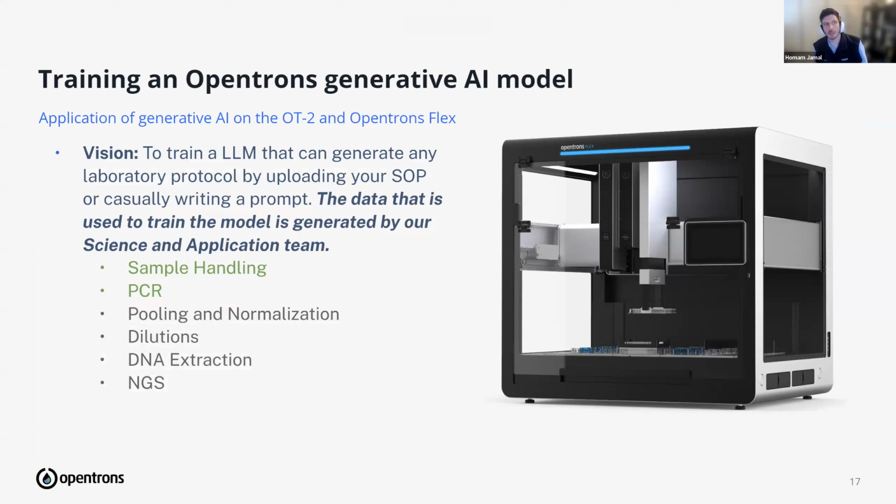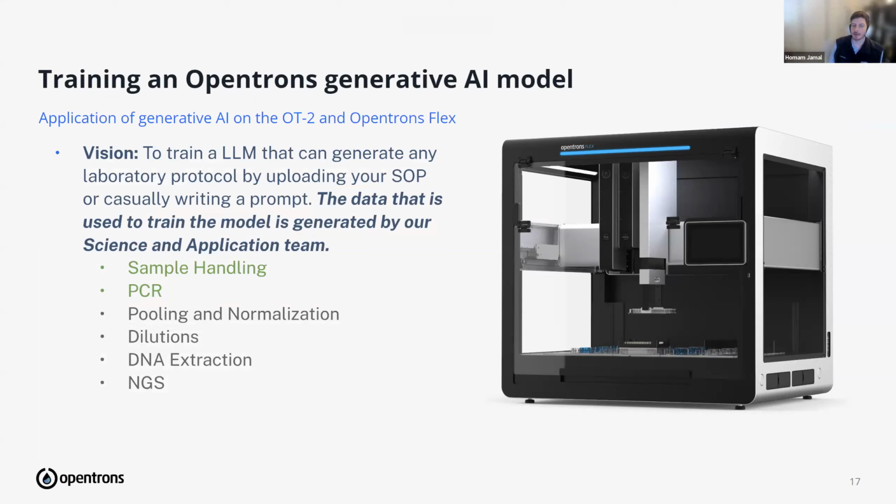Training an Opentrons generative AI model. This is what we want to do, and our vision is to train a large language model that can generate any laboratory protocol by either uploading your SOP or casually writing a prompt. This is what we want to work towards. This is the vision, and this is our goal.